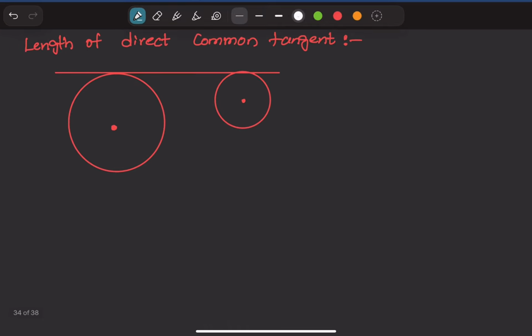So let us say your circles are not intersecting each other. Now you have a direct common tangent T1. Now I want you guys to find out the length of this direct common tangent. So this particular length. Alright, how do you do that? So let us try to derive this. So let us say the radius of the bigger circle is r1. Since radius is perpendicular to tangent, this angle is 90 degrees. Similarly, let's say the radius of smaller circle is r2, and since radius is perpendicular to tangent, this is 90 degrees.